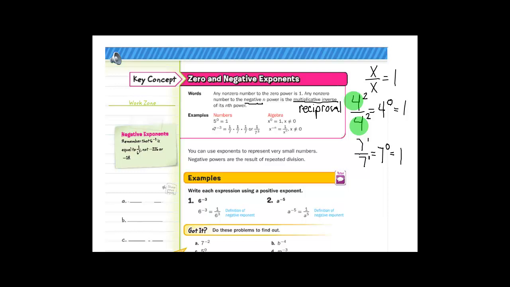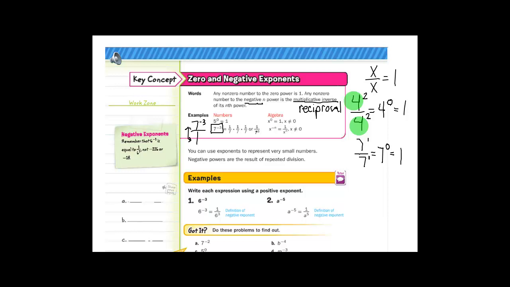So if we talk about 7 to the negative 3 power, well, you know that you can put anything over 1, right? And so the reciprocal of that would just be to switch these. Top goes to the bottom, bottom goes to the top, which makes it 1 over 7 to the 3rd power. The exponent does go to positive. All right, 1 over 7 to the 3rd power.